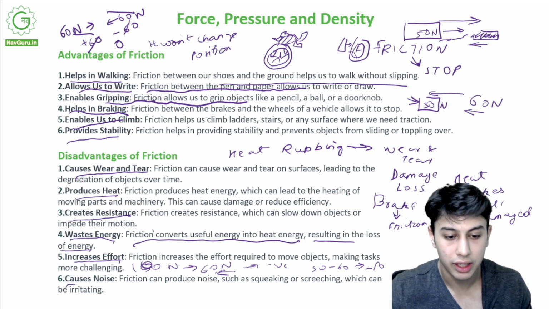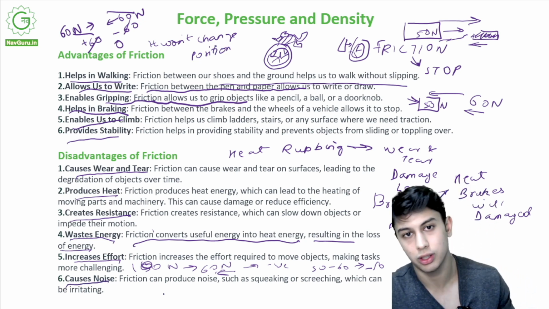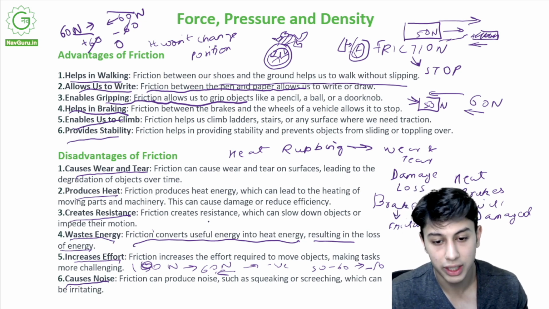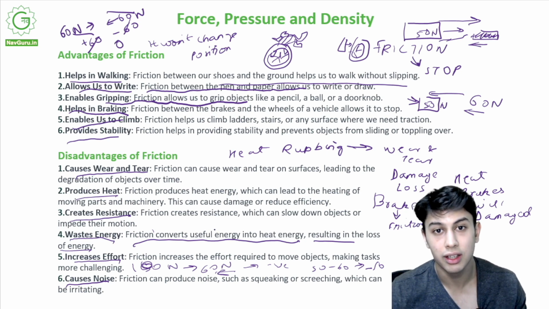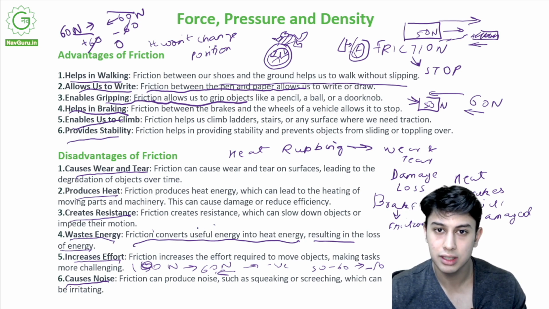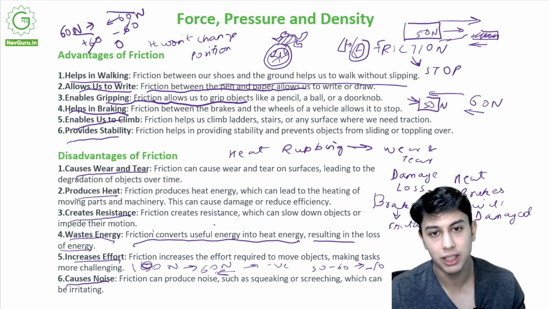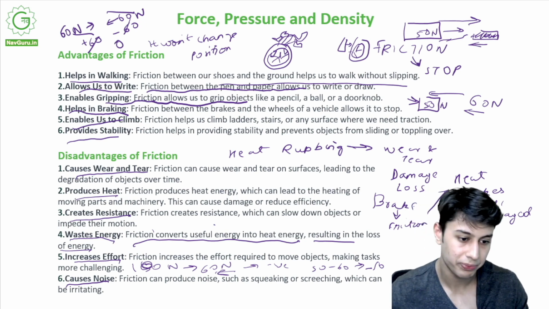Friction causes noise. Have you ever seen your door? When the door has become old, it needs repairing, it needs oiling, it will make a screeching noise. That screeching noise is due to friction. The hinge in your door is making noise due to friction.